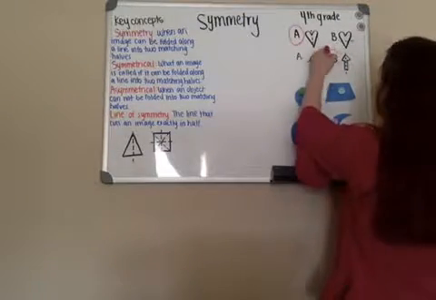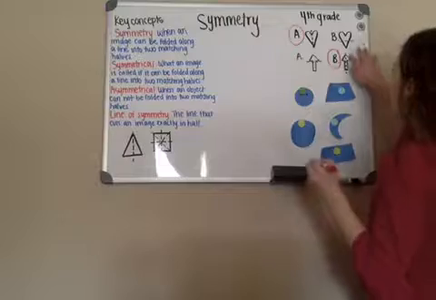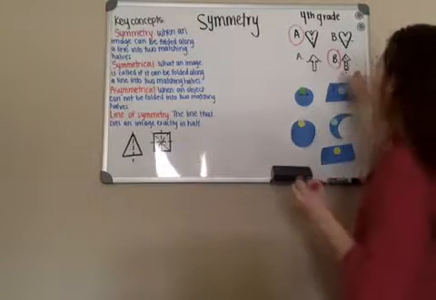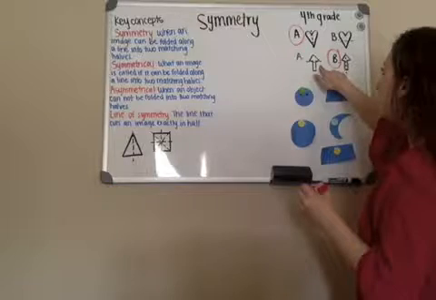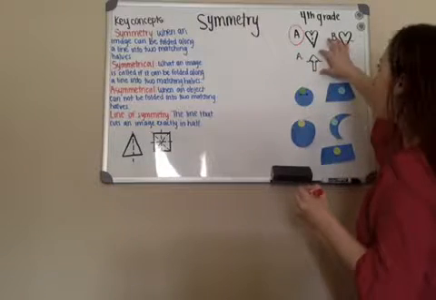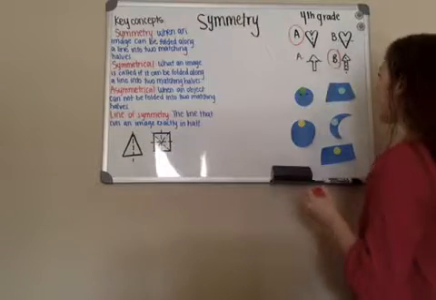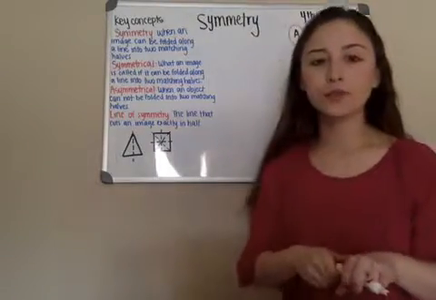Alright, B is correct because when we fold our image along that line right there, we have two sides that are exactly the same. If we were to fold the line on that line right there, we would have two sides that were not the same. So that's why A is incorrect. Are there any questions on this one?